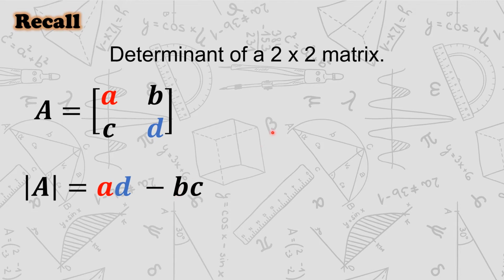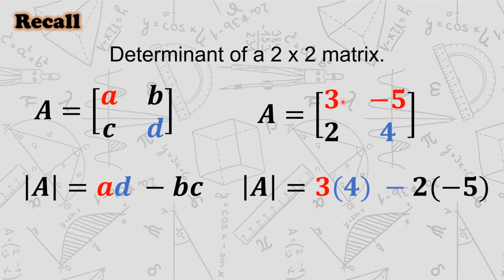Hence, if we are given matrix A with elements 3, negative 5 on the first row and 2, 4 on the second row, the determinant of this 2 by 2 square matrix is given by 3 times 4 minus 2 times negative 5. 3 times 4 is 12, negative 2 times negative 5 is positive 10. Then the determinant of matrix A is equal to 22.